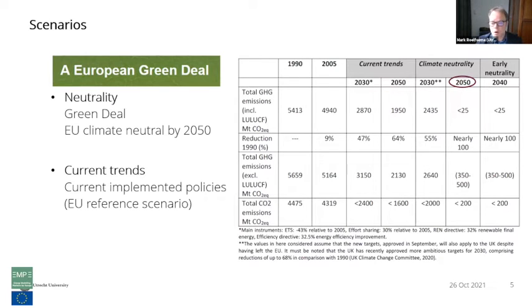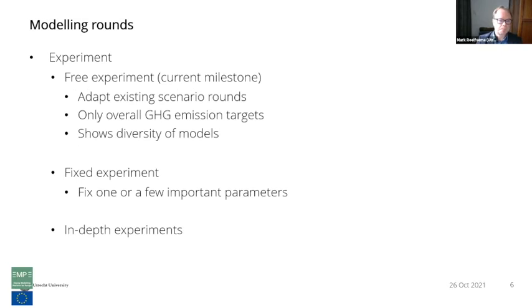On the right, you see the overall target for such a scenario. So in 2050, total greenhouse gas emissions should be around 0. But as most energy models don't include land use or non-CO2 emissions, we have also given, based on the PRIMES results, emission levels excluding land use or excluding non-CO2 emissions. The same is done for the current trend scenario, and this is then based on the EU reference scenario. Currently 2016, but we might shift to the 2020 reference scenario.